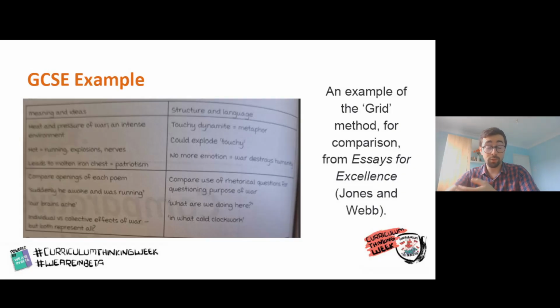And so for GCSE, of course, it's the poetry anthology, isn't it? Now, there's a nice example from the book, again, Essays for Excellence on the screen. I've slightly adapted this, actually, when I've used it in school. The example has got meanings and ideas, and then a couple of poems put in conjunction there of what the ideas are across two poems, finding the similarities, perhaps finding the differences.